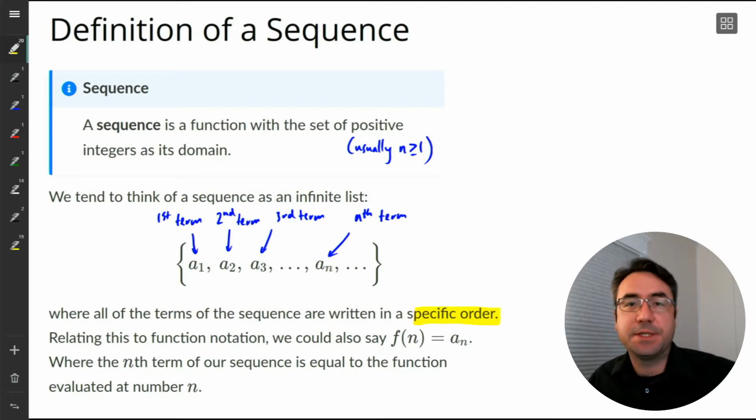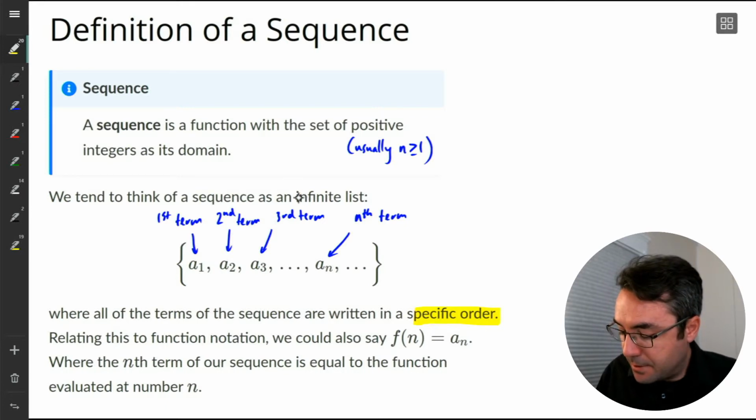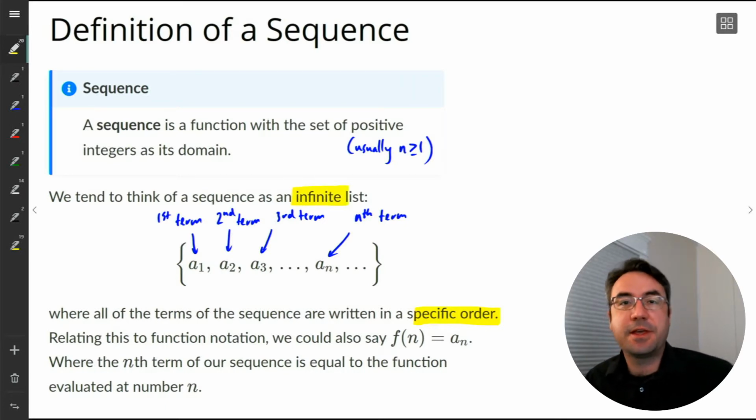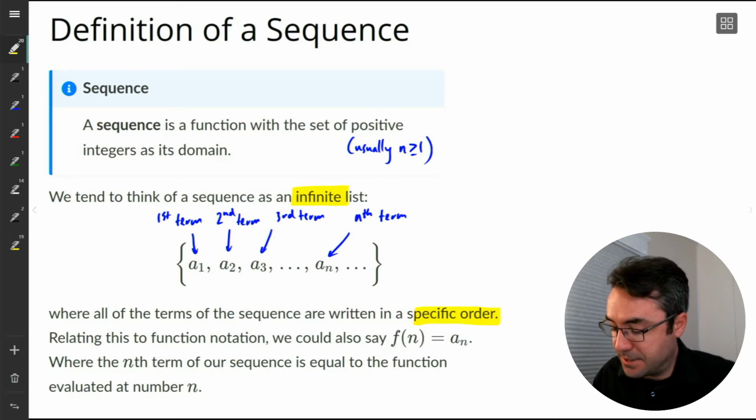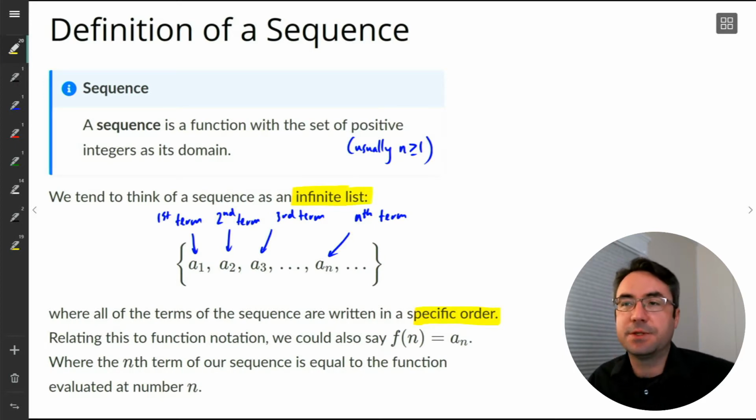And for our purposes, we're going to be thinking of them as an infinite list. Now, technically speaking, we could have a sequence with a finite number of terms. But for our course, we're going to be looking at sequences that are infinite.